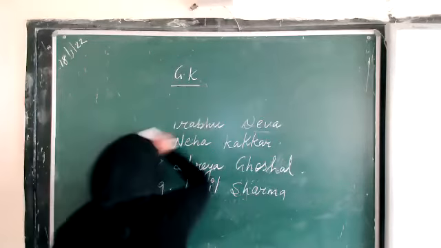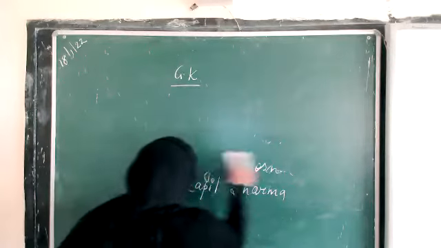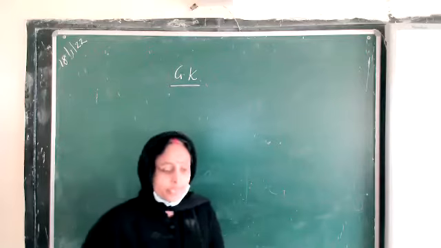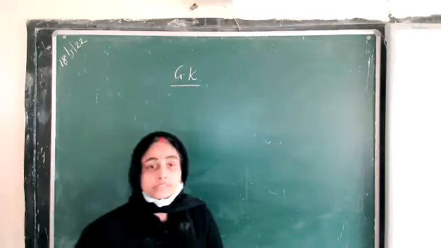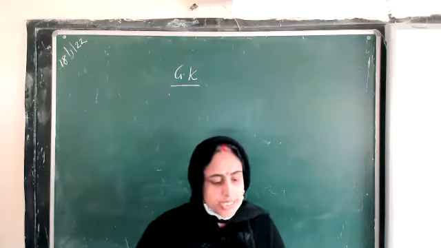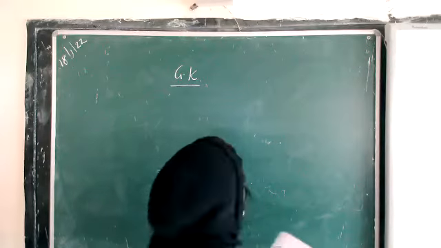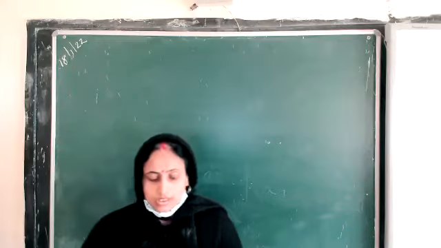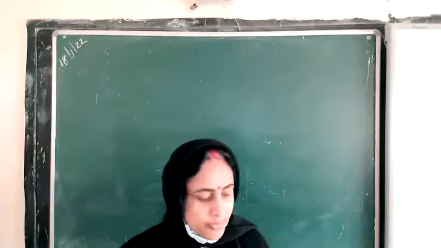Now this chapter is over. Now we'll take another chapter. Next chapter will be 37. Chapter number 37 we will take. Here you can see the medical equipments. The name of the chapter is Medical Equipments. It is very important. Medical equipments are very important.